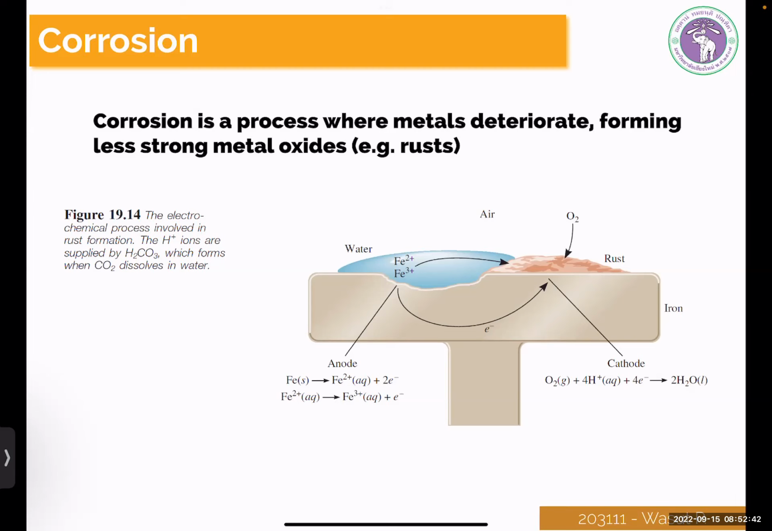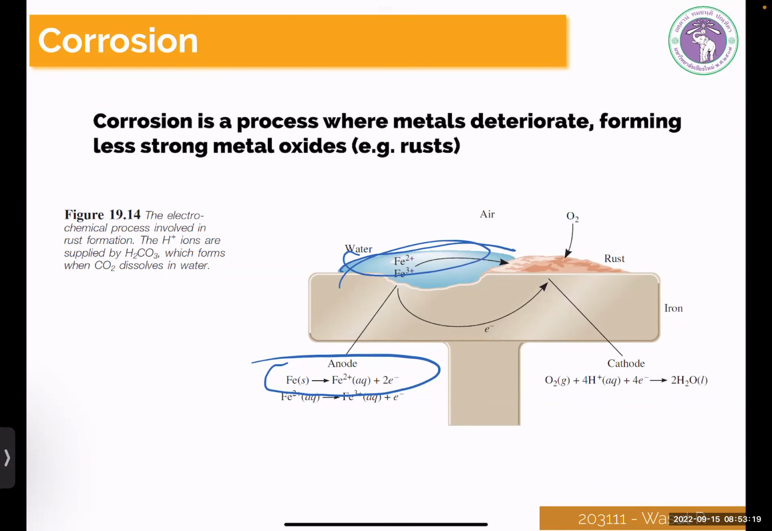Well, basically, if your iron metal is exposed to atmospheric humidity, right? Of course, our atmosphere contains some water. So you can have water on the iron surface, and this spontaneous process goes on, where your iron will be the anode which rusts away. So iron will lose electrons to become Fe2+, and then eventually Fe3+, right?